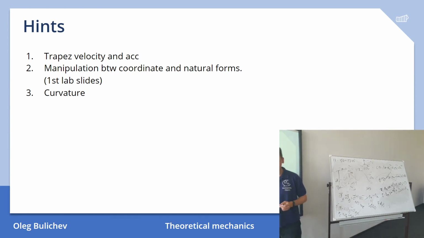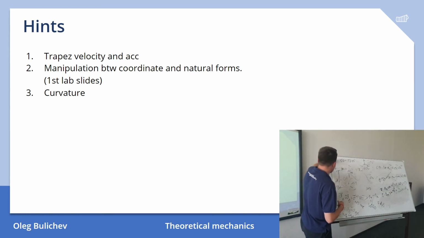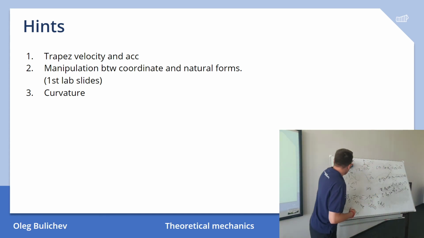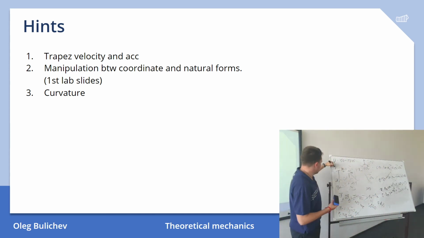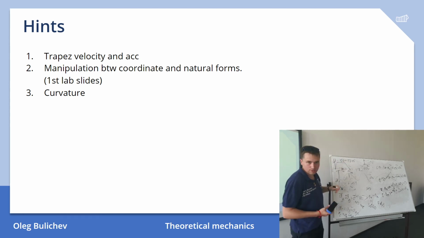Trapezoidal velocity. Do you know what it is? Actually, your robot cannot start instantly, so you have velocity with respect to time. Your robot should start to move like this, accelerating, and of course you should stop. This is the velocity. So it's a trapezoid.